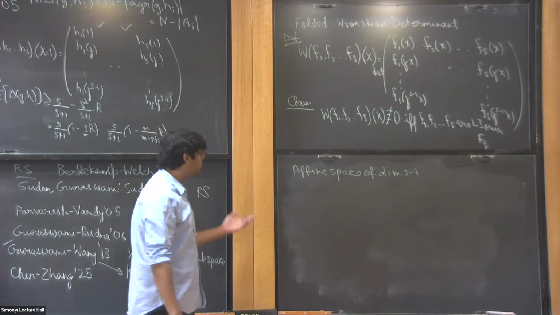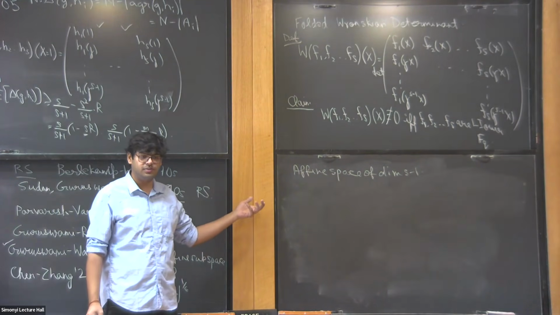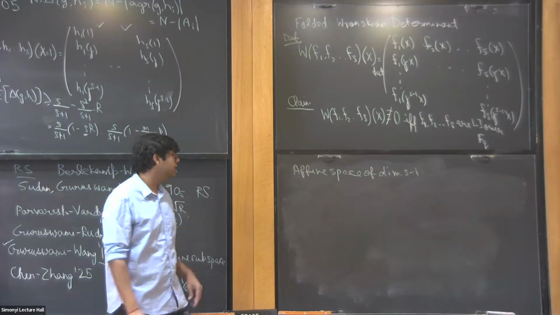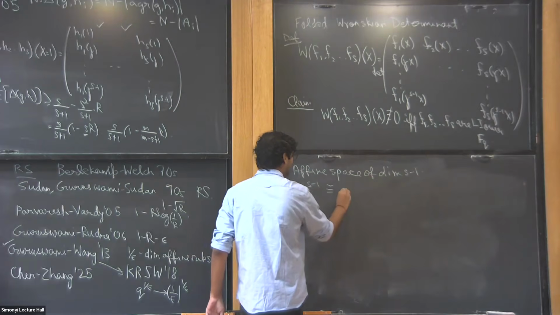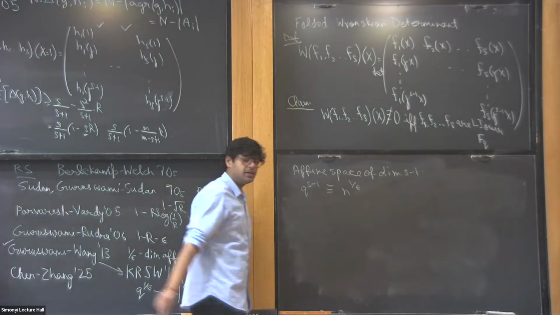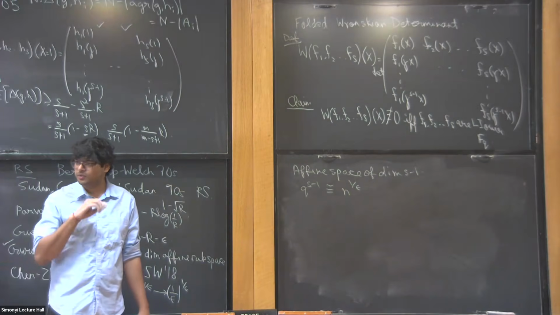So now we are given some affine subspace of dimension s minus 1. There's a clear algorithm. Enumerate over all of the combinations, and you'll find your list. That will take q to the s minus 1 time. Almost n to the 1 over epsilon. Can we do better? Because the list is only of size 1 over epsilon. We saw that before.